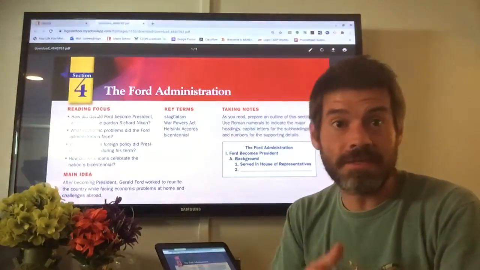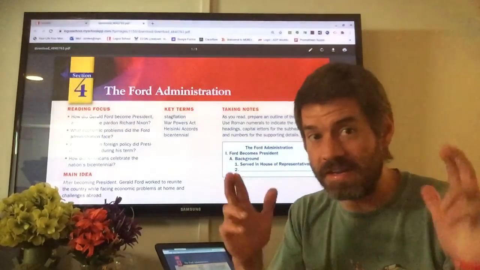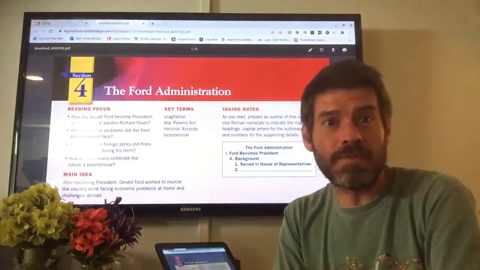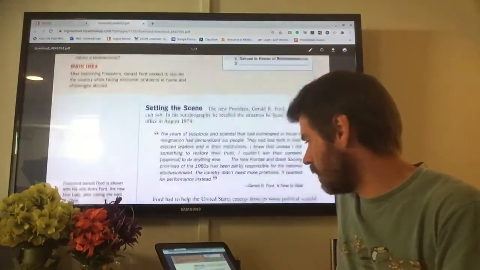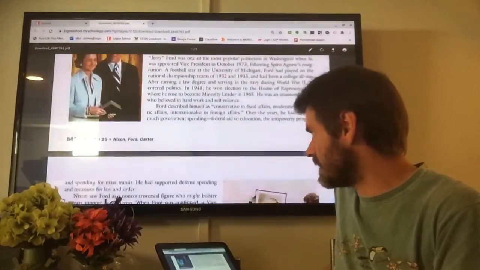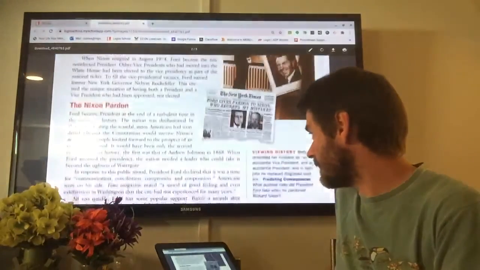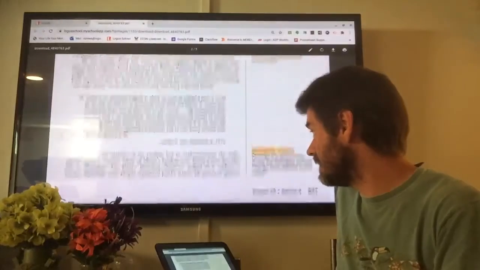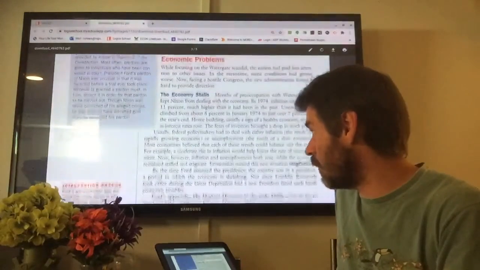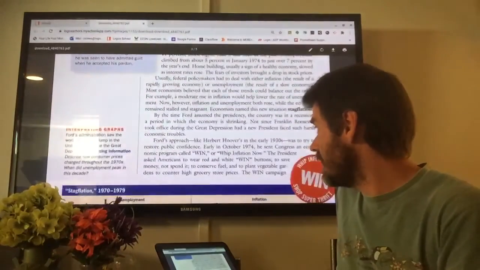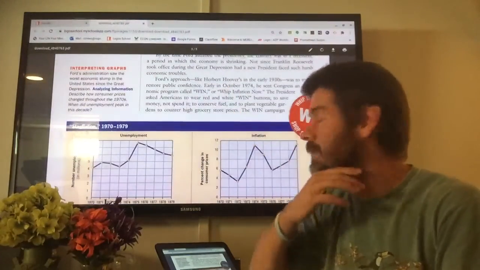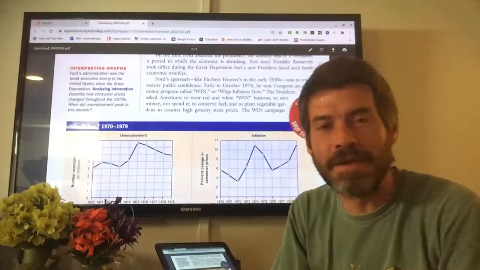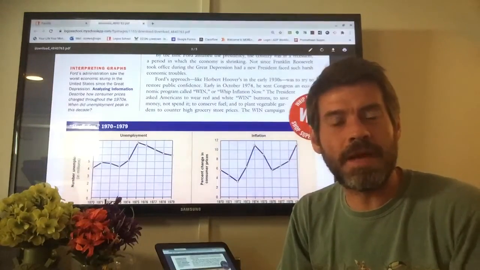And in fact, when the president does try to do stuff to fix the economy, he usually messes it up even worse. And Ford was a great example of that. Ford really didn't do much to fix the economy. So I guess that's good, right? He didn't make it worse, right? He didn't do anything. His approach was, well, it says, like Herbert Hoover's here. And remember, Herbert Hoover was the president when we fell into the Great Depression.